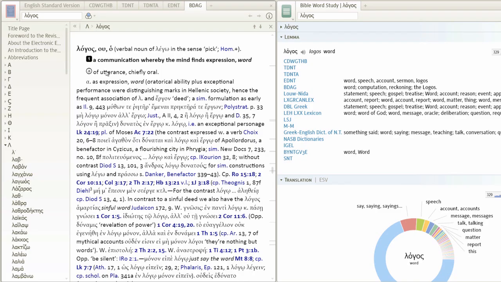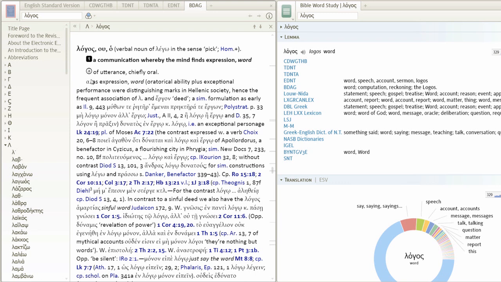And two things make this lexicon unique. The first is that it goes beyond providing just different ways that this Greek word is translated in an English Bible. It actually gives definitions of the Greek word in English. So, for example, one classification of the use of the Greek word logos is a communication whereby the mind finds expression. And what we have in italics is an English representation or English translation of that same idea.